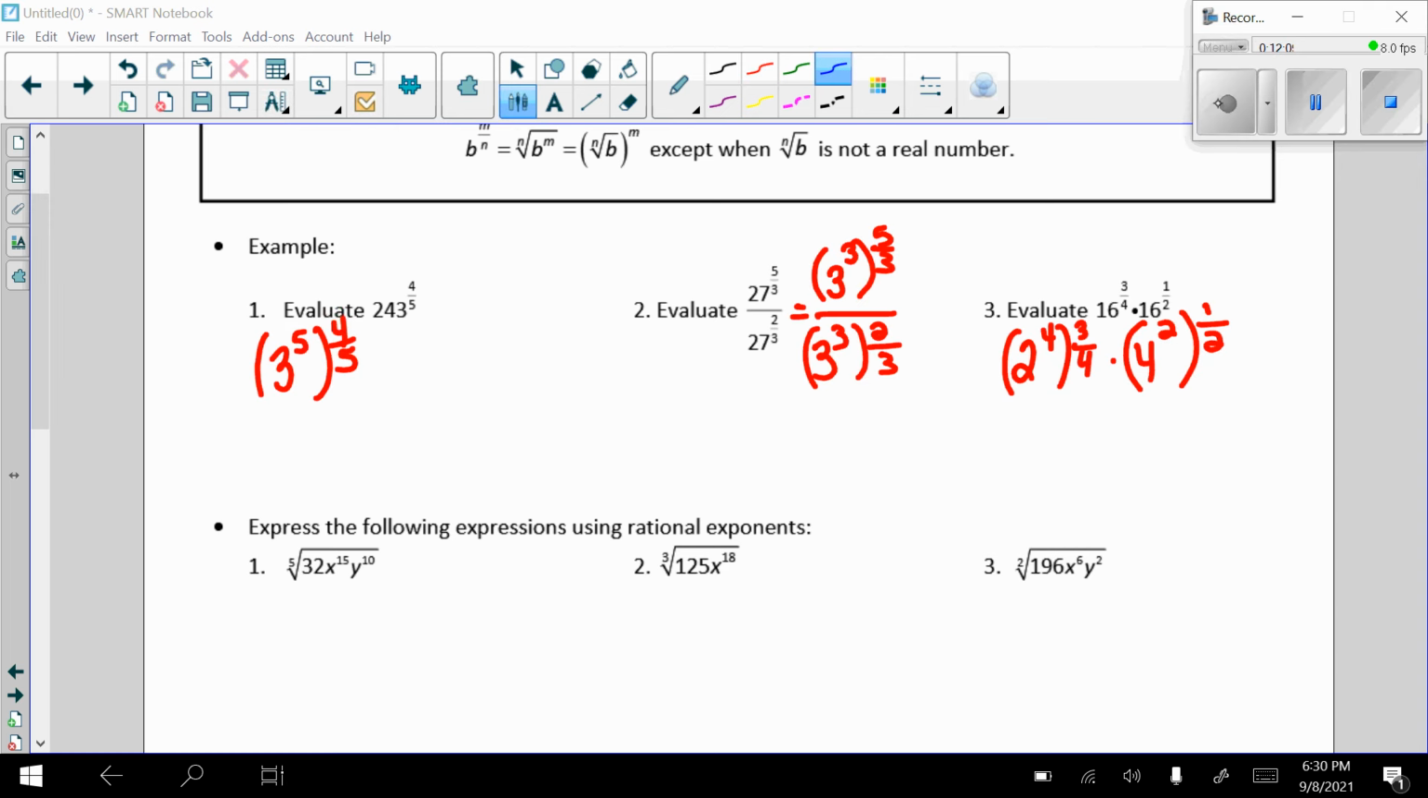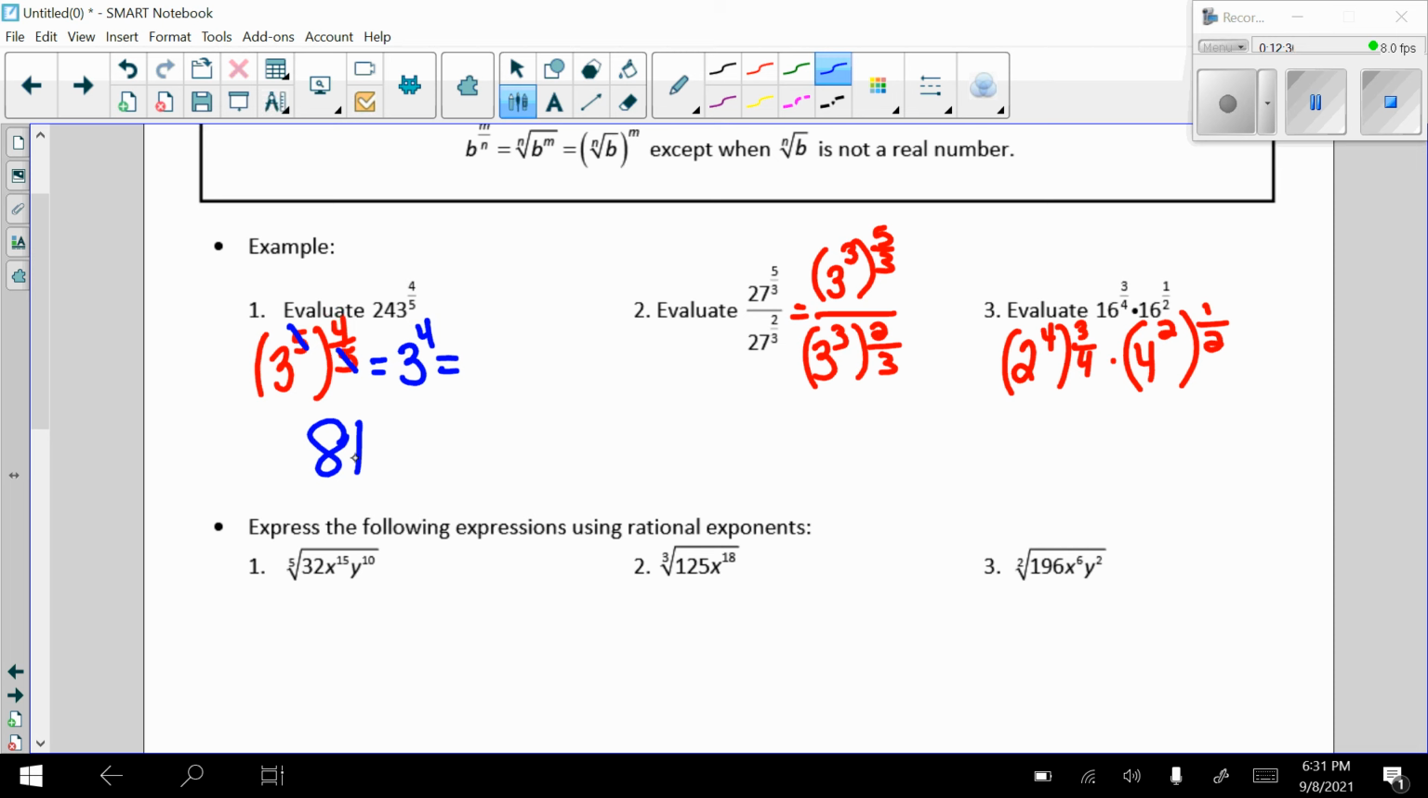Okay, so let's take a look at number 1. Okay, so number 1, I think it would be best to rewrite this as I have it here. And then what you can see is that these 5s will cancel each other out. You're left with 3 to the 4th, and 3 to the 4th you should know is 81. 3 times 3 times 3 times 3.